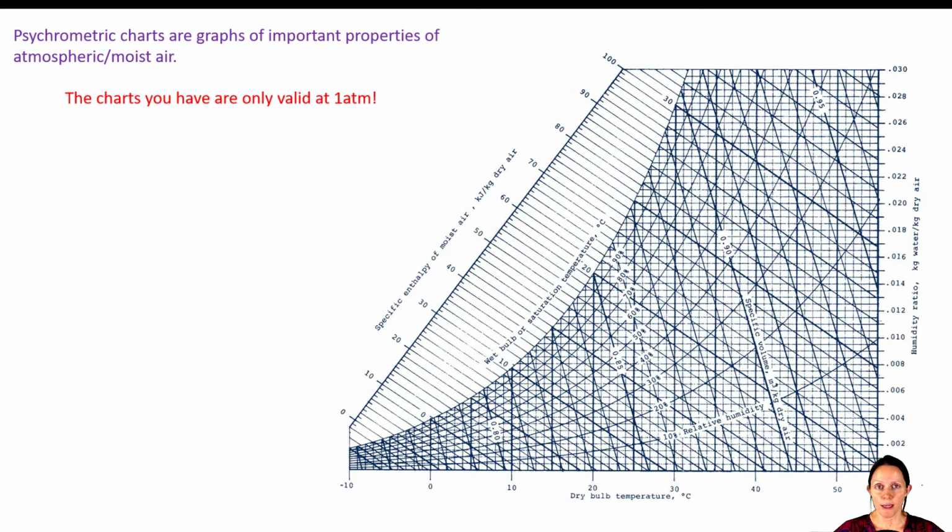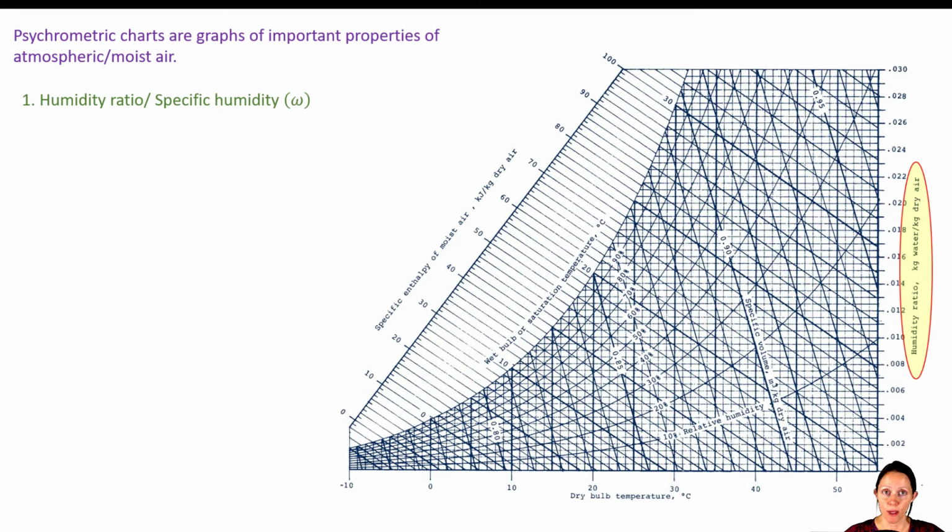If you ended up working at an elevation that was higher or lower, then you would probably have psychrometric charts that were at an appropriate atmospheric pressure as well. But the ones that you have are only valid for 1 atm, so they're only useful if you're looking at a process for atmospheric air in which the process is occurring at 1 atm. Okay, so without further ado, let's see what things we can get off this chart.